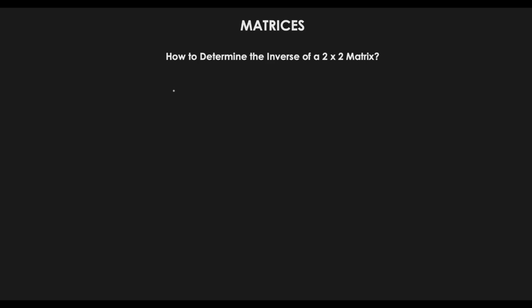So if we have a matrix A, the inverse of this matrix would be written as A to the power of -1. This here indicates that it's the inverse of A. The -1 indicates that it's the inverse of A.